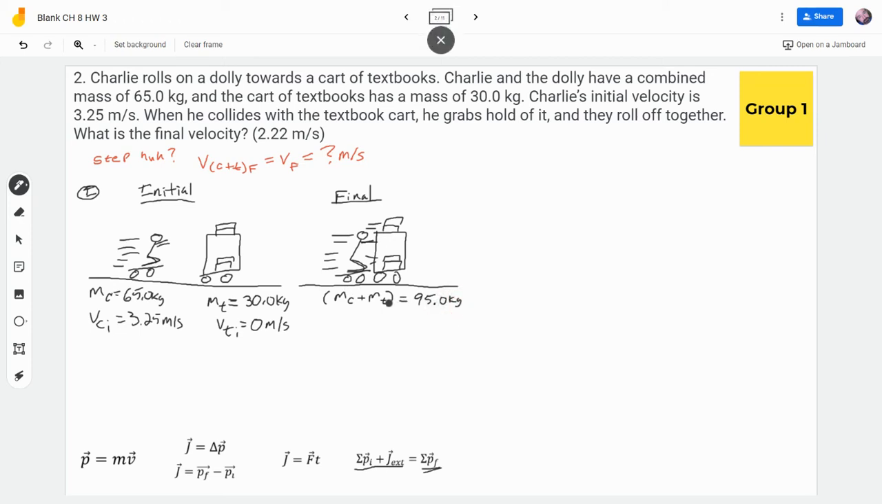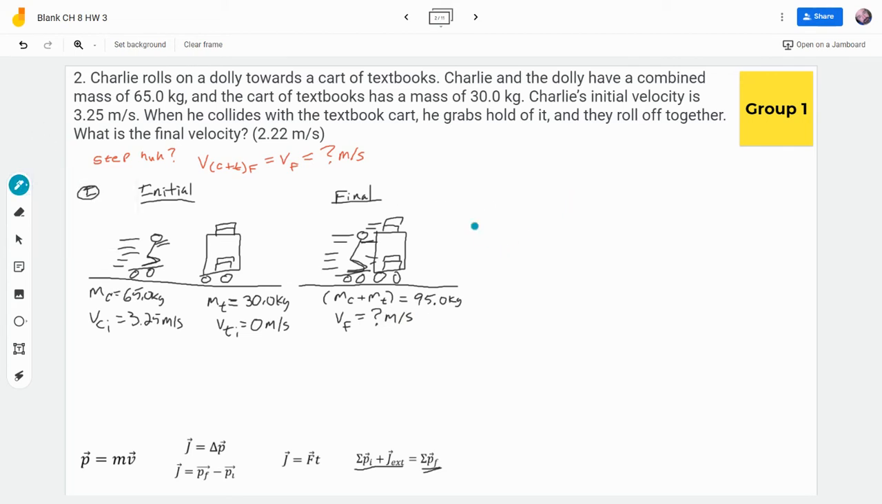So, yeah, that's our final mass: the parentheses, mass of Charlie plus mass of textbooks. And we're also going to care about velocity final. Again, you can write velocity of Charlie plus textbooks in parentheses final, but save the effort. Just write velocity final. There's only one thing moving, so there's only one final velocity. And that is equal to, well, question mark. This is what we're looking for. We don't know what this is. So question mark meters per second.